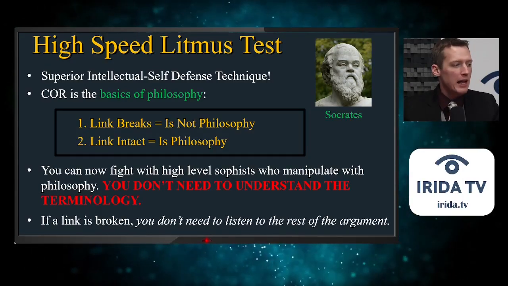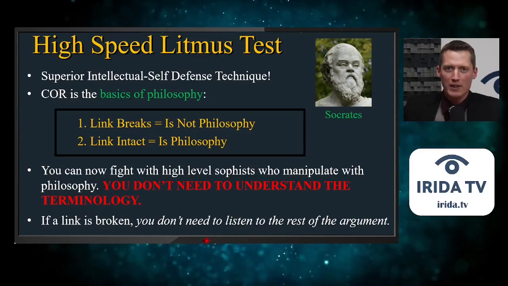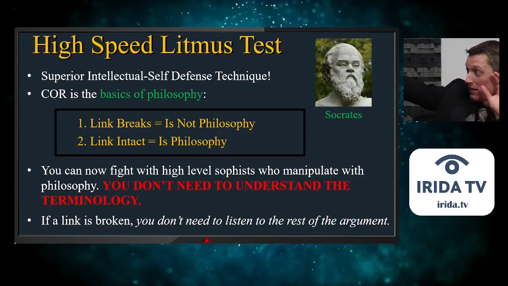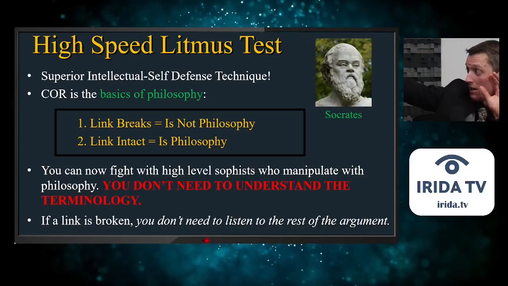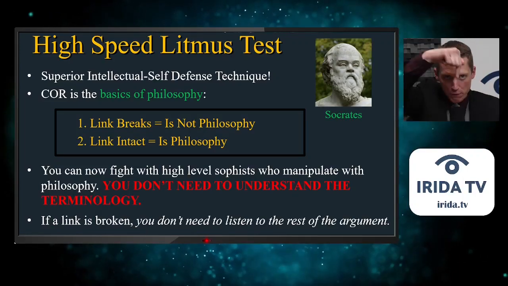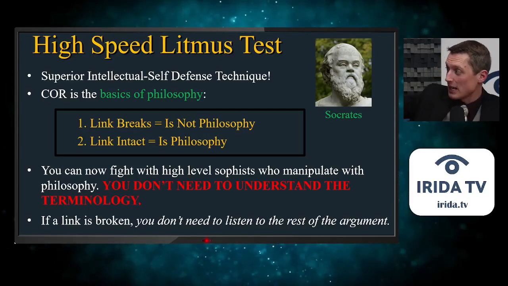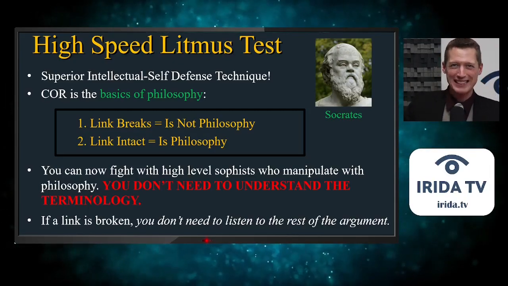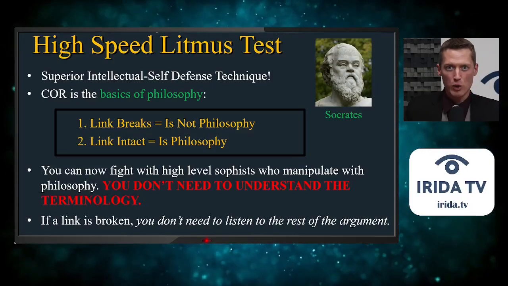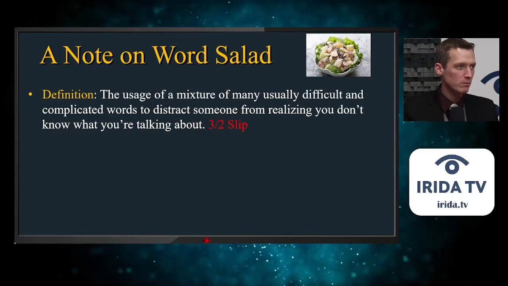Yeah. If a link is broken, you don't need to listen to the rest of the argument. Remember how we talked about this with the chain of syllogisms? If I break one up here and I know that the argument way over at the other end is dependent on this first one up here, I don't need to listen to what's happening at the end until you fix what's happening here. And if they try to get you to think about the end, they're distracting you from their manipulation. They're trying to get you back on circuit 3 so they can maintain their 3-2 slip.